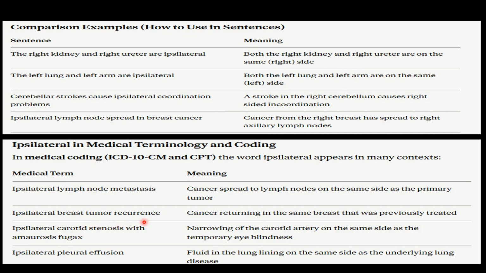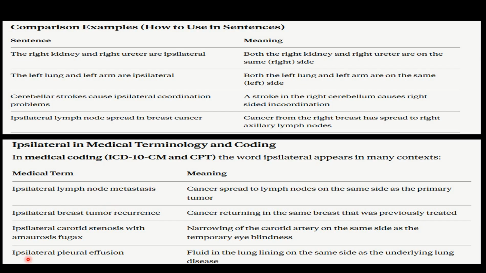Ipsilateral breast tumor recurrence, that means cancer returning in the same breast that was previously treated. So here we are using ipsilateral. Ipsilateral carotid stenosis with amaurosis fugax, narrowing of the carotid artery on the same side as temporary eye blindness. So again, for all these medical terms you can say that we are using the terminology ipsilateral, which is denoting the same meaning, that they are on the same side.